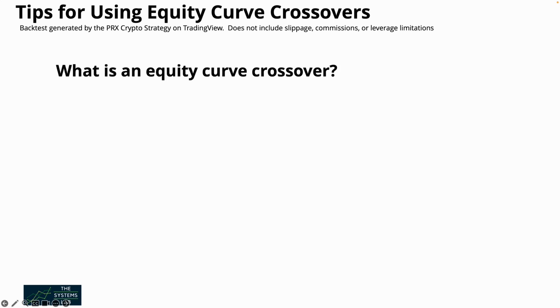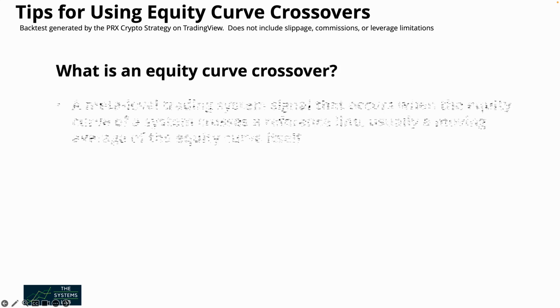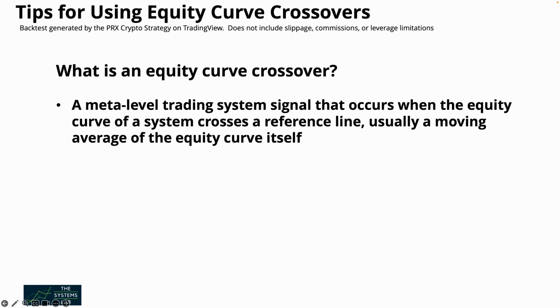So first of all, what is an equity curve crossover? An equity curve crossover is essentially a meta-level trading system signal that occurs when the equity curve of a given system crosses a reference line. And that reference line typically is a moving average of the equity curve itself. It doesn't have to be, but most of the time, in most applications, the reference line is some type of simple moving average or exponential moving average applied to the equity curve of the system itself.